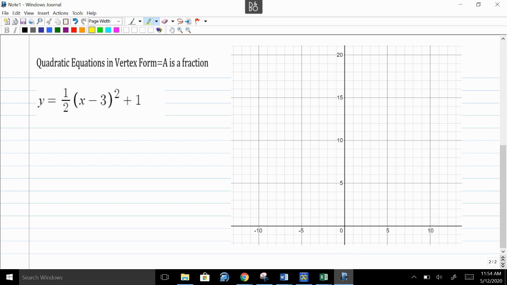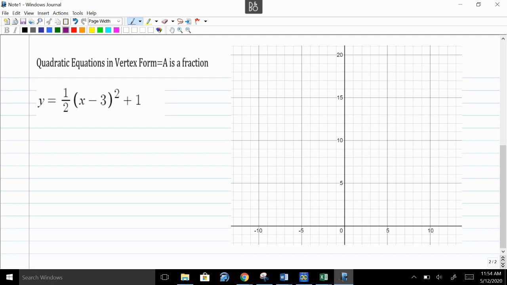Okay, everybody, so we're taking the next step in graphing these quadratic equations written in vertex form. Today, we're going to take a look at a problem where your A value is a fraction. We've only been doing problems so far where A is equal to 1, or A was equal to an integer, which meant it was nice and neat. We're just going to go into A being a fraction today.